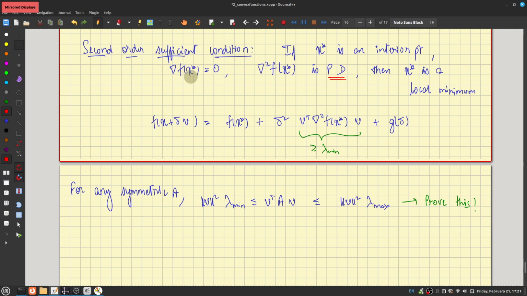Okay, so these two conditions are required for you to guarantee that some point is a local minimum. The gradient is equal to 0 and the Hessian is positive definite. Positive semi-definiteness is in general not sufficient. It need not be a local minimum.